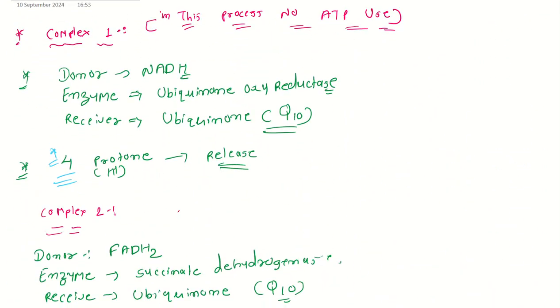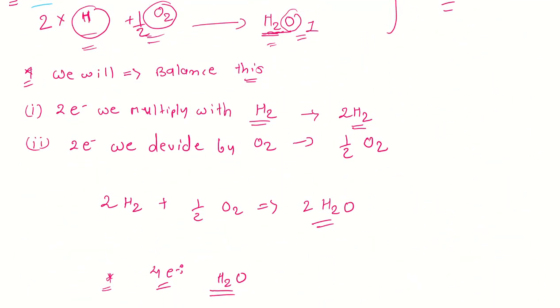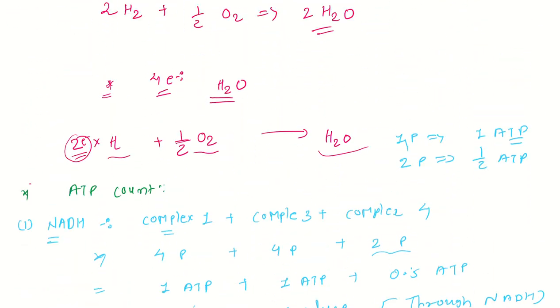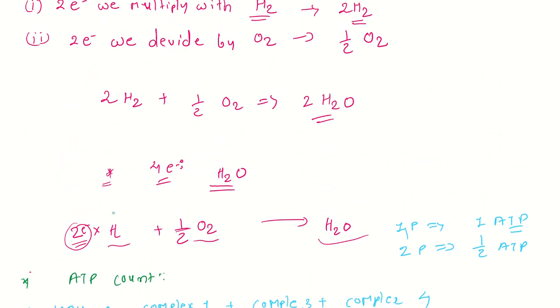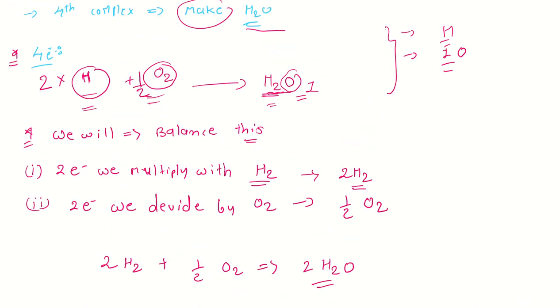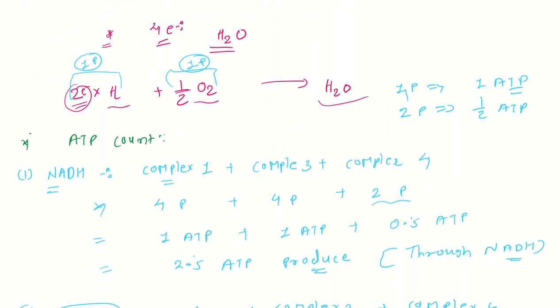So it is all about the electron transport chain, and I will explain one thing one more time. In this step 1 proton is produced, and in this step 1 proton is produced. So in complex 4, 2 protons are produced.